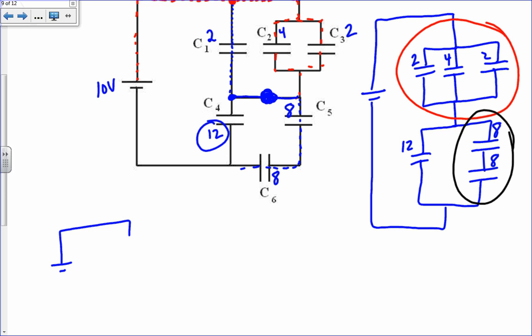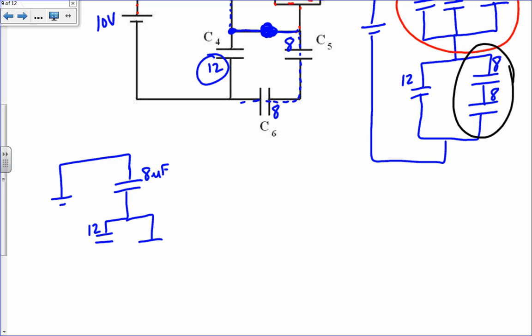The 2, 4, and 2: to find that, it's 2 plus 4 plus 2, which is equal to 8. So this is going to be 8 microfarads. This is my 12, I'm just going to leave it there for now. Then here, I have the 2 8s. That's going to be 1 over 8 plus 1 over 8, which is equal to 4, right? Yeah, 4 microfarads. And this was 10 volts.